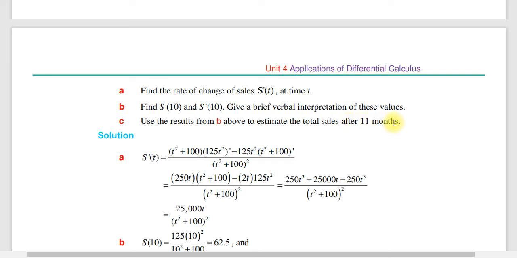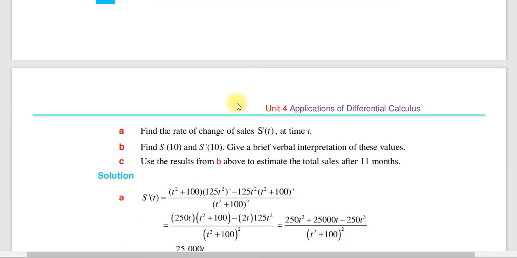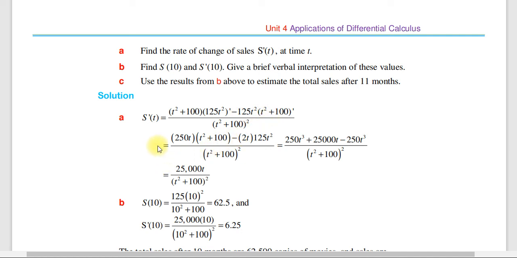For part a, S'(t) is (t² + 100) times the derivative of 125t², minus 125t² times the derivative of (t² + 100), over (t² + 100) squared. We use the quotient rule to differentiate the given function. So we get 250t(t² + 100) − 2t · 125t², over (t² + 100) squared, which is 250t³ + 25,000t − 250t³ over (t² + 100) squared. Then simplifying, we get 25,000t over (t² + 100) squared.